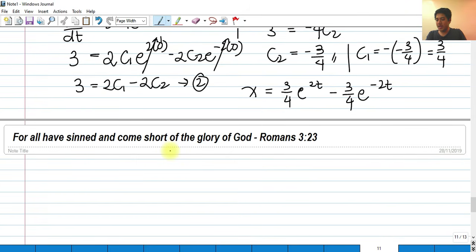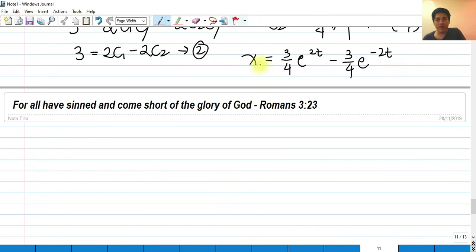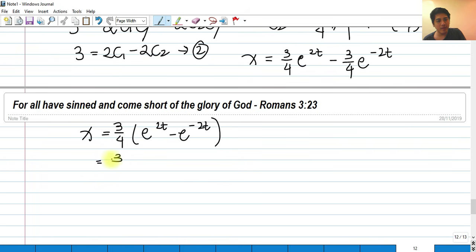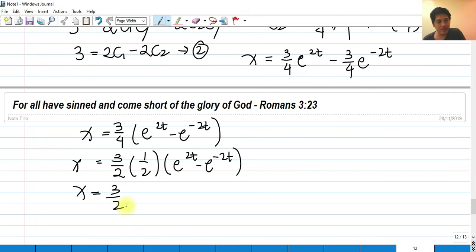Okay, so if we are going to factor out 3 over 4, we have 3 over 4 times e raised to 2t minus e raised to negative 2t, and I'm going to factor out 1/2 here. So we have 3 over 2 times 1/2. That is still the same. 3/2 times 1/2 is 3 over 4. And I'm going to multiply this such that I have 3/2 times e raised to 2t minus e raised to negative 2t over 2.